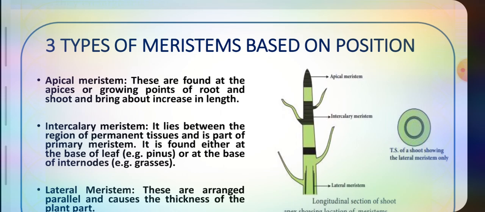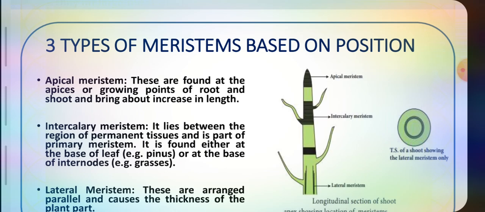Number one is called apical meristem. Apical meristem, intercalary meristem, lateral meristem. What is apical meristem? Already I told you they are found at the tip of the stem as well as at the tip of the root. You can see in the diagram, that is found at the tip, apical meristem. So they are found at the apices.